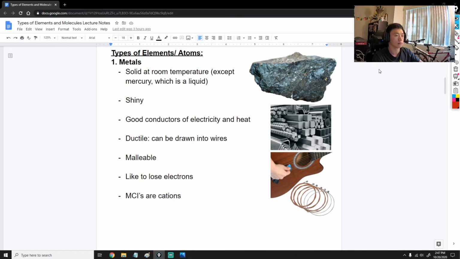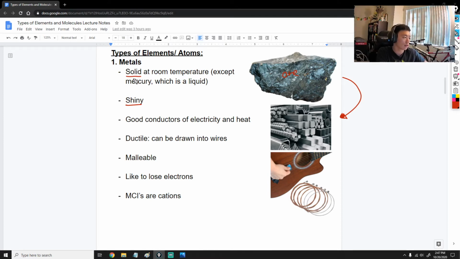Okay, so the key things about metals is that, as you guys probably know, they're solid at room temperature, right? You probably have something at home that is made of metal. Okay, and so we have a picture of a metal ore. This is what they look like when we dig them out of the ground. And then we can process them to look like all different types of metals that we're familiar with. Some other characteristics of metals is that they are shiny.